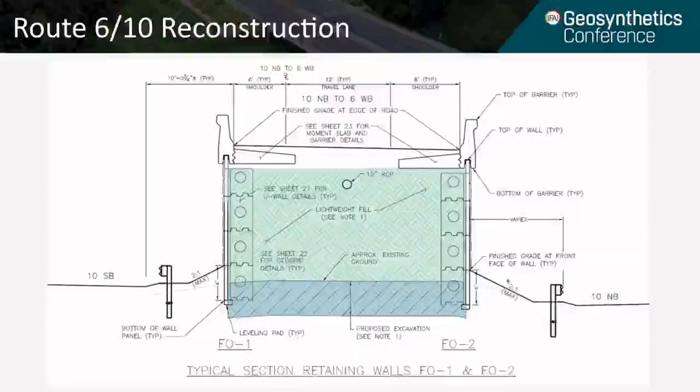Also notice the shorter stems of this U-wall system extending into the backfill material. The reinforcement that was used is a geogrid in combination with some polymer straps. Another item to notice on this cross-section is the moment slabs on top of the foam glass aggregate. This is in order to accommodate the traffic barriers.